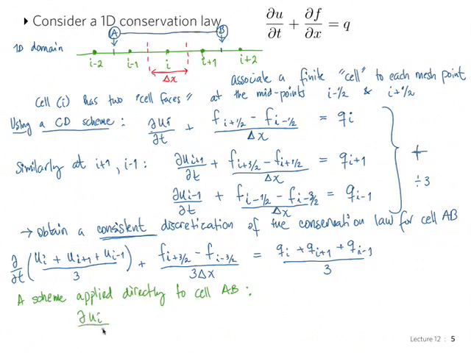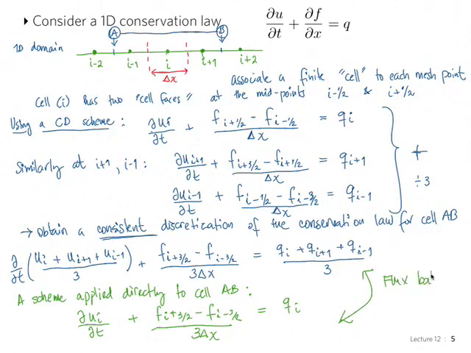That would have given us du_i/dt, where the center is of cell AB, plus f at I plus 3/2 minus f at I minus 3/2 divided by 3 delta x equals q_i. So you can see that the flux balance is identical, and the only difference is that in the top one, we have an average of the 3 mesh points.